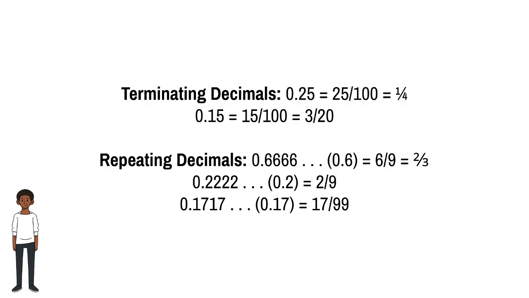Next, what about repeating decimals that go on forever in a repeating pattern? Consider 0.6666. We can rewrite this as 6 over 9, which reduces to 2 over 3. Similarly, 0.2 repeating equals 2 over 9, and 0.17 repeating equals 17 over 99. Therefore, whether a decimal terminates or repeats endlessly, it is always a rational number.